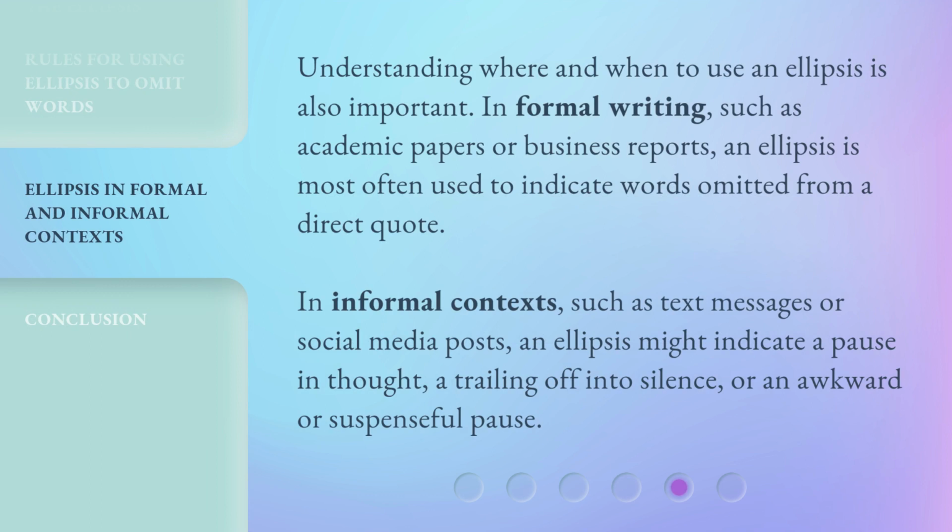Understanding where and when to use an ellipsis is also important. In formal writing, such as academic papers or business reports, an ellipsis is most often used to indicate words omitted from a direct quote. In informal contexts, such as text messages or social media posts, an ellipsis might indicate a pause in thought, a trailing off into silence, or an awkward or suspenseful pause.